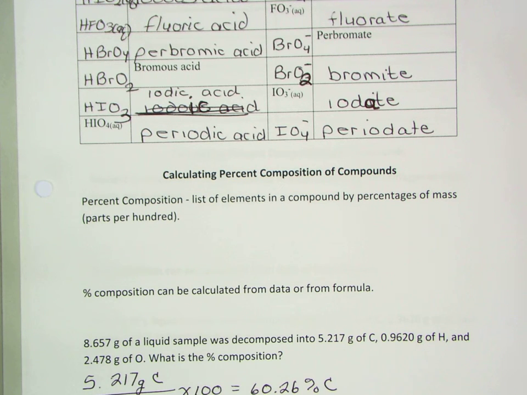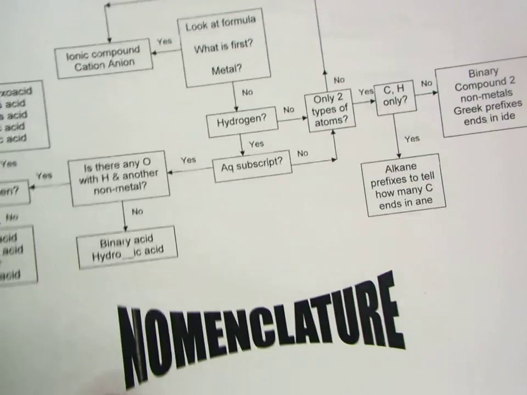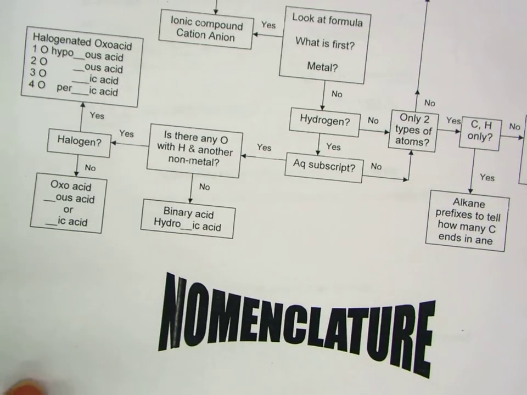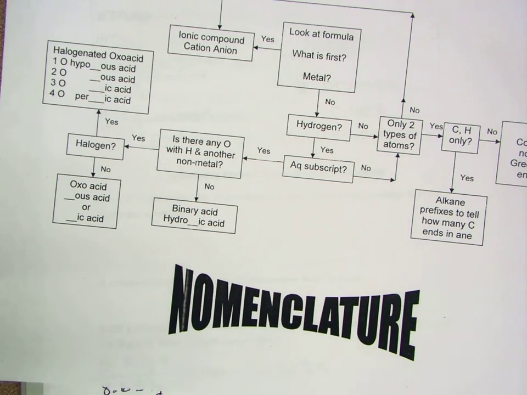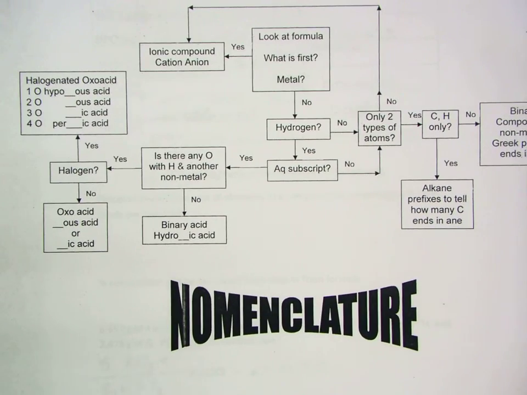Now, in your packet near the end, is there a funny looking flow chart? I thought I added it to the master. Do you have this? No? It should be like the second to last page if you've got it. I thought I added it to the master. Okay, I'll make some copies of this while you're working on your things tonight.